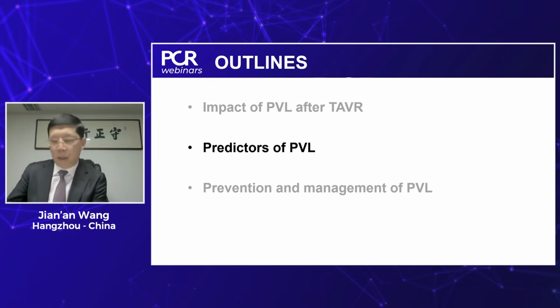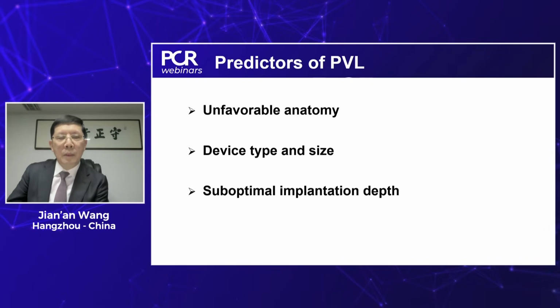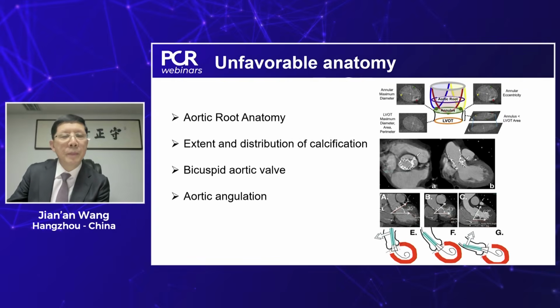So how to predict PVR? Just now, Dr. Parra also mentioned unfavorable anatomy, device type and size, and suboptimal implantation depth. So what are unfavorable anatomy characteristics? The extensive and uneven distribution of calcification. It's a big challenge, which may cause the PVL.